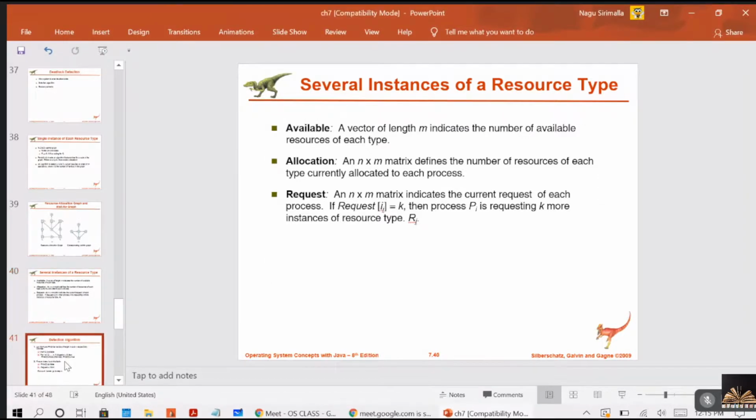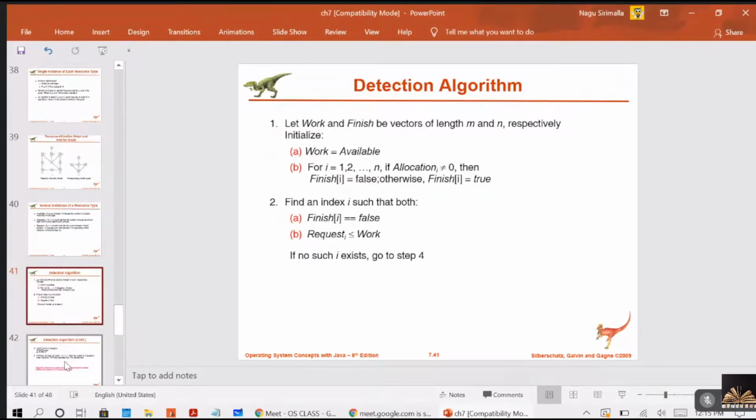So how are you going to detect the deadlock here? The same thing: Work and Finish are vectors of length m and n respectively. Work is initialized to Available.